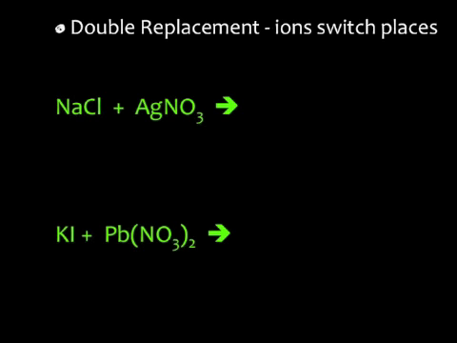Okay, next example is double replacement. This is when the ions switch places. So they reform on the other side, still positive ion with negative ion, but basically you can think of this as kind of switching their partners.